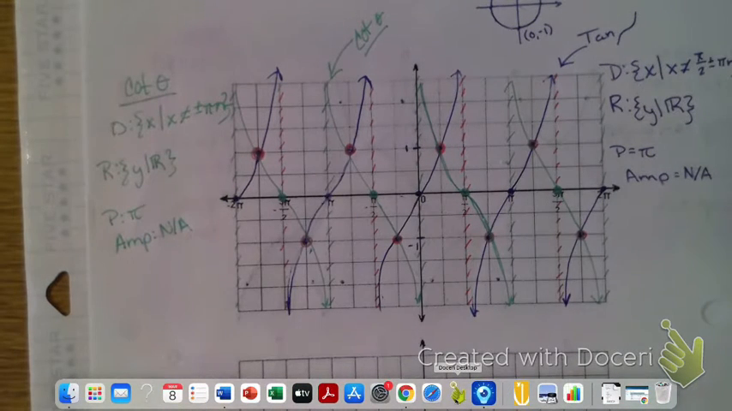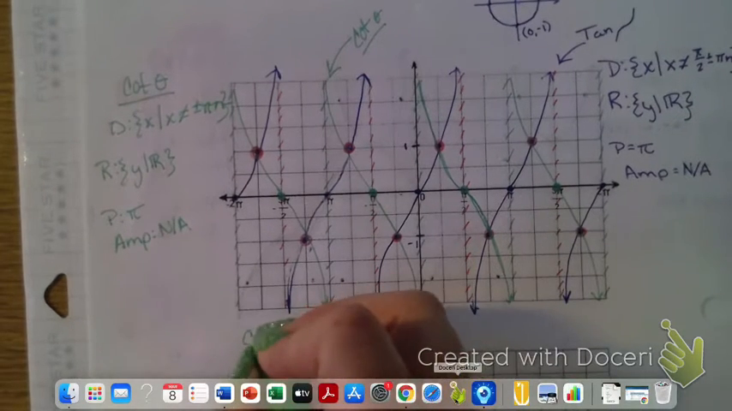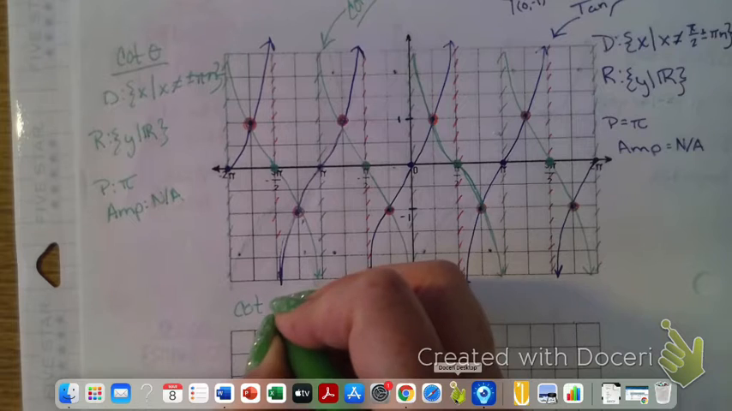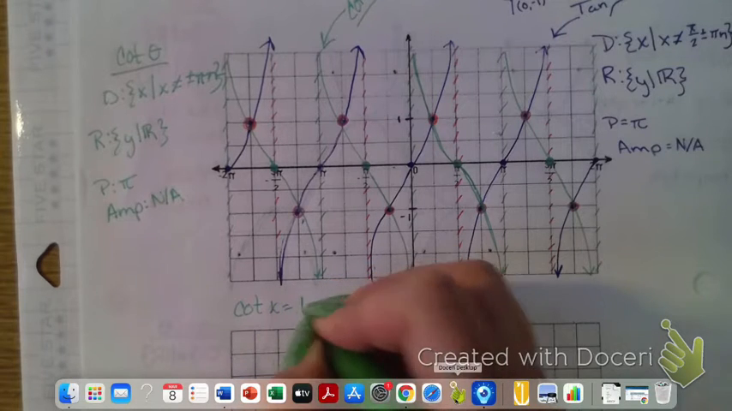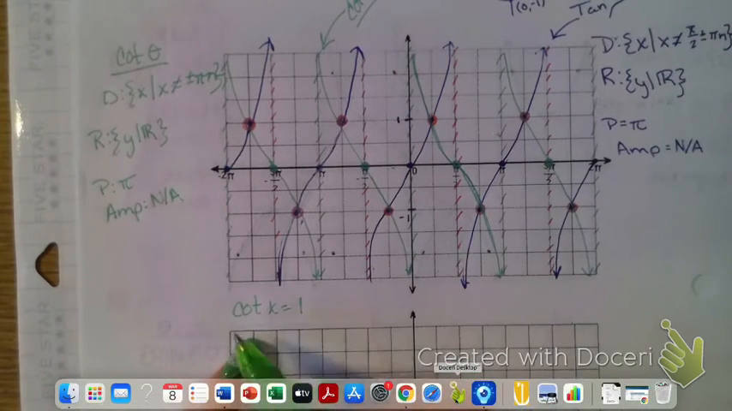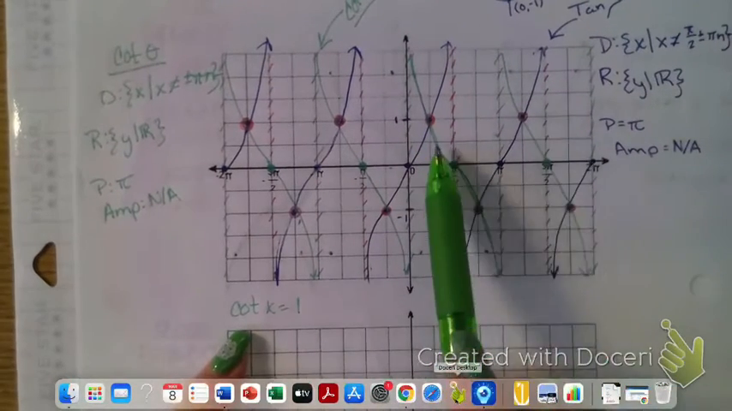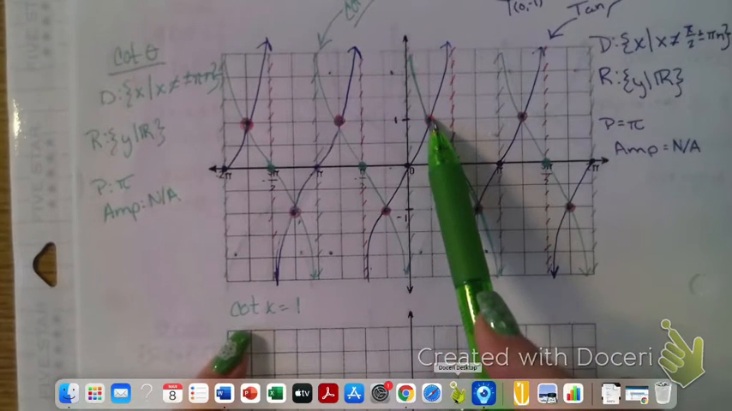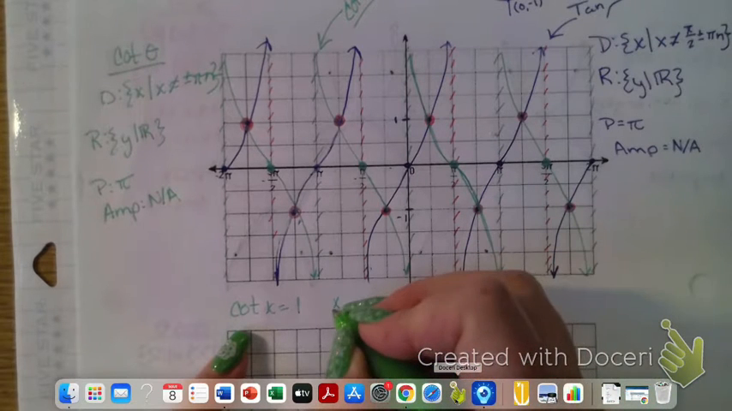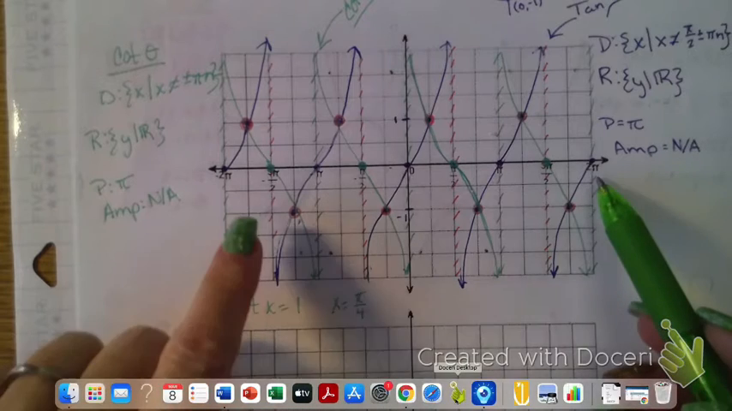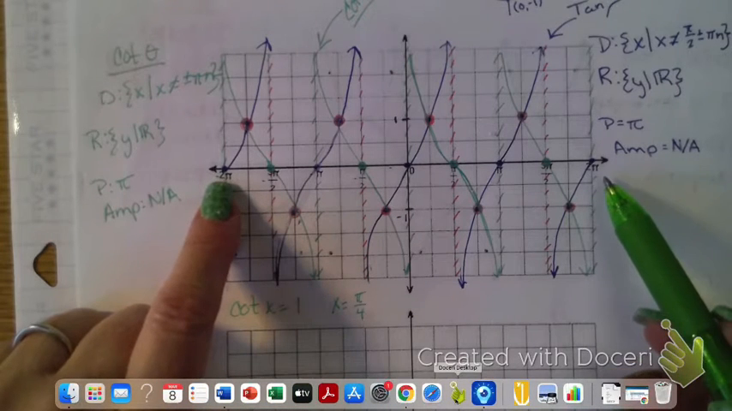Okay, so in your homework last night, it had things like cotangent of x equals 1. Can you see that down there? So cotangent of x equals 1. So we're looking at the green, right? So it's 1 at pi over 4, right? So x equals pi over 4. And it said from negative 2 pi to 2 pi, that's why we used this graph.